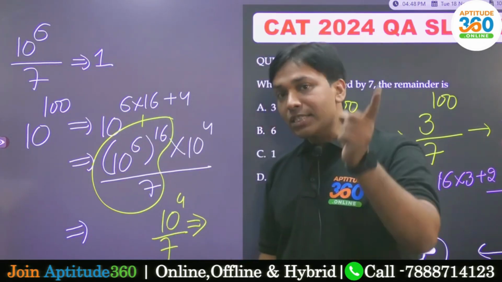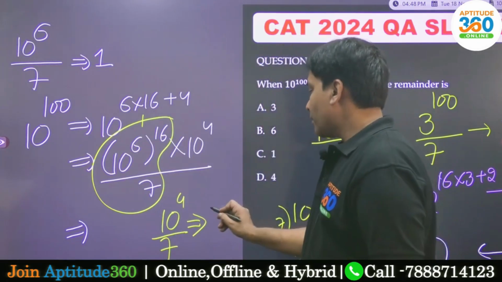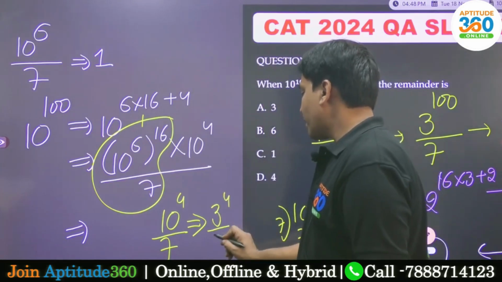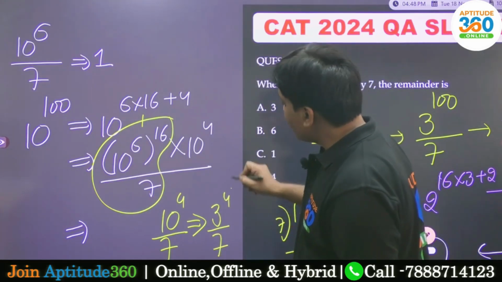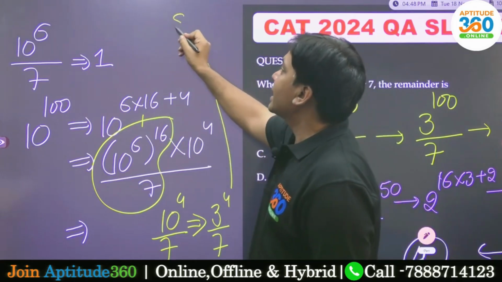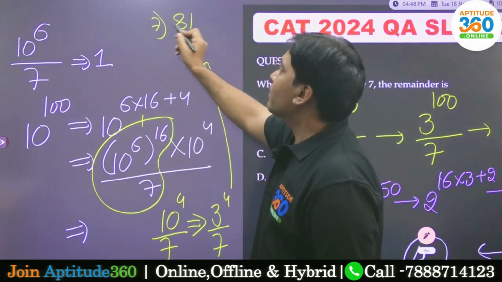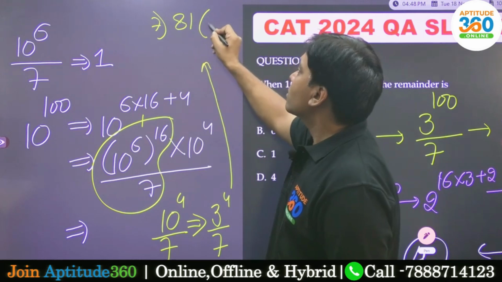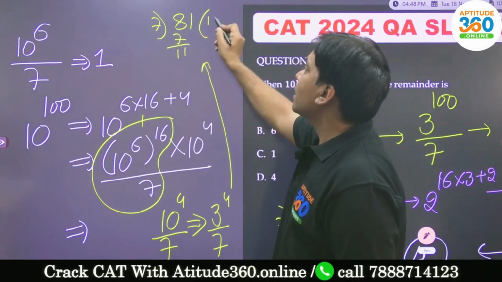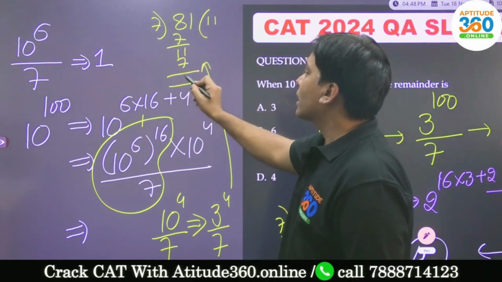And when 10 gets divided by 7, you know that the remainder will have to be 3. So 3 raised to 4 divided by 7. What is the value of 3 raised to 4? 3 raised to 4 is 81. When 81 gets divided by 7, the remainder is nothing but 4.